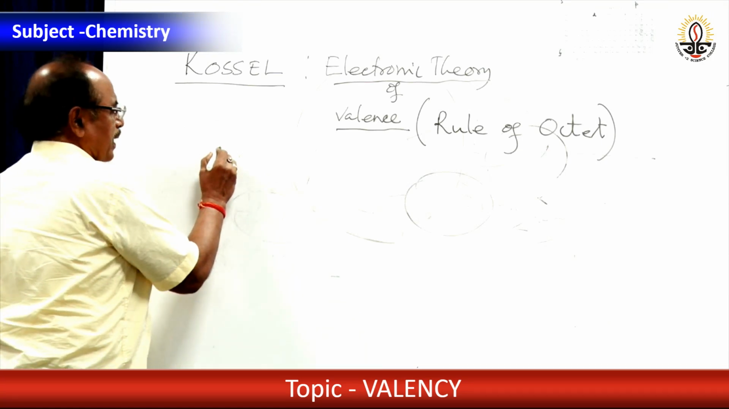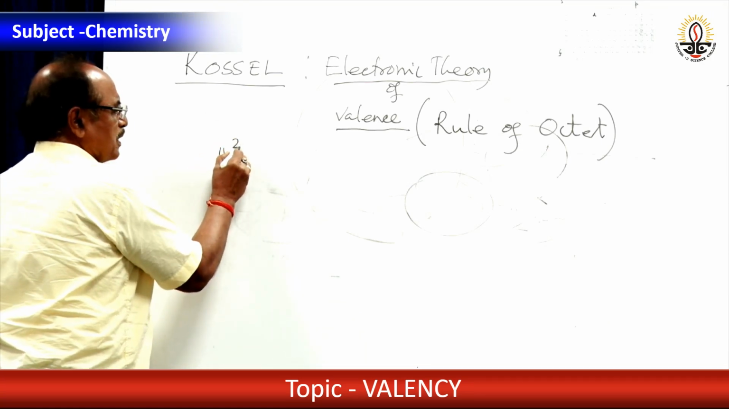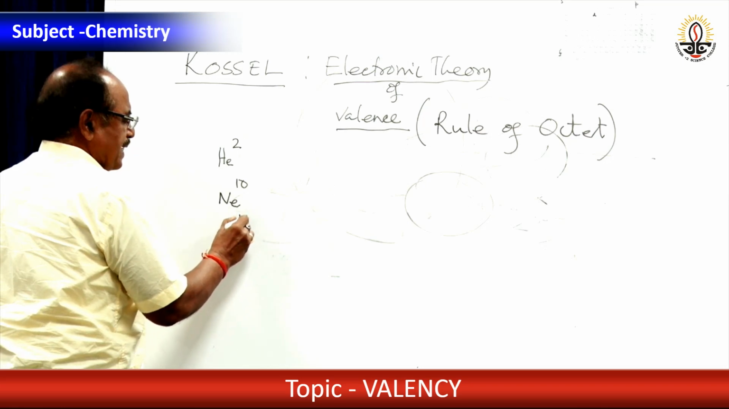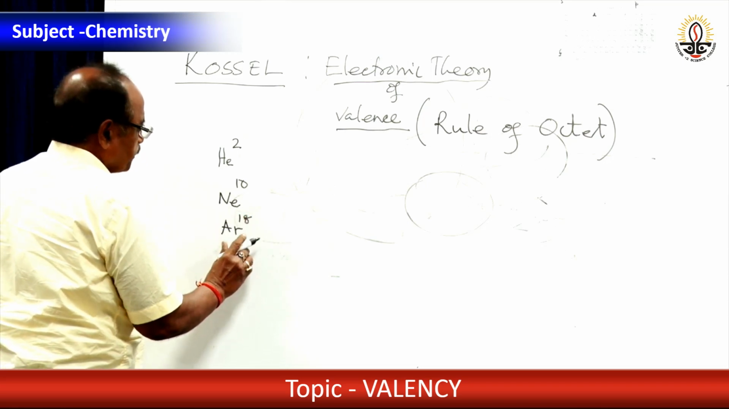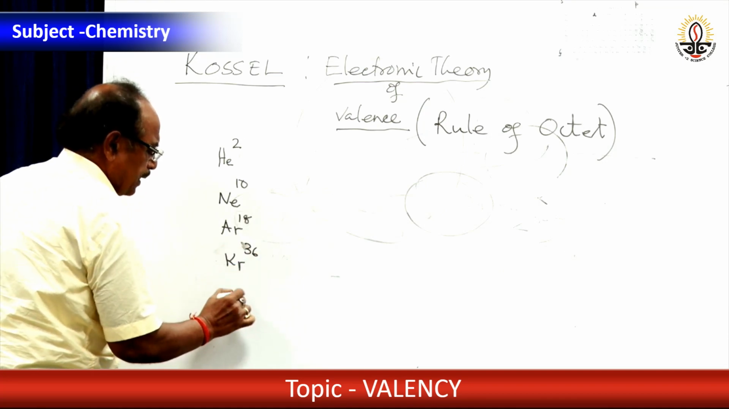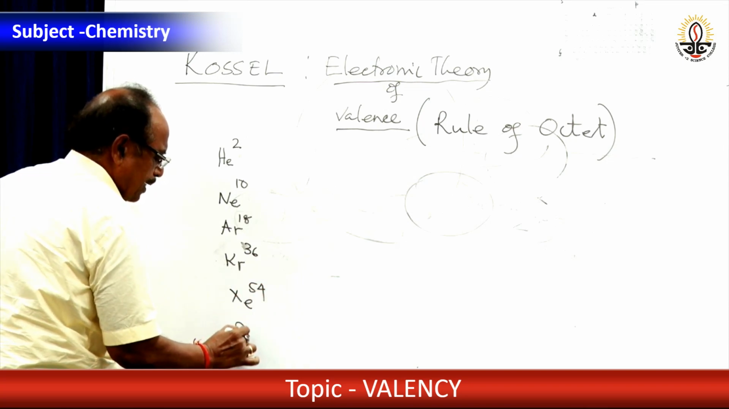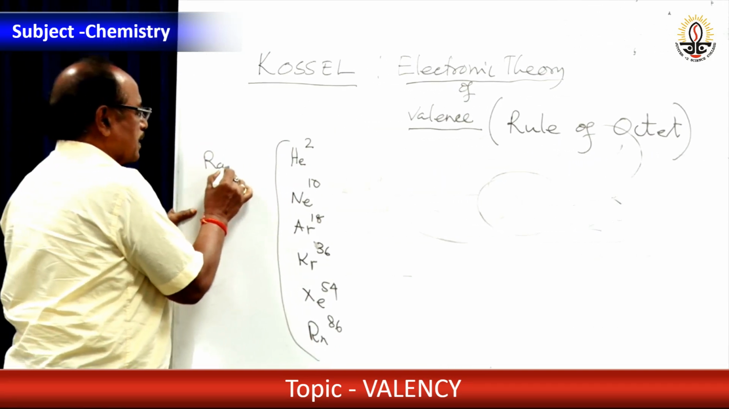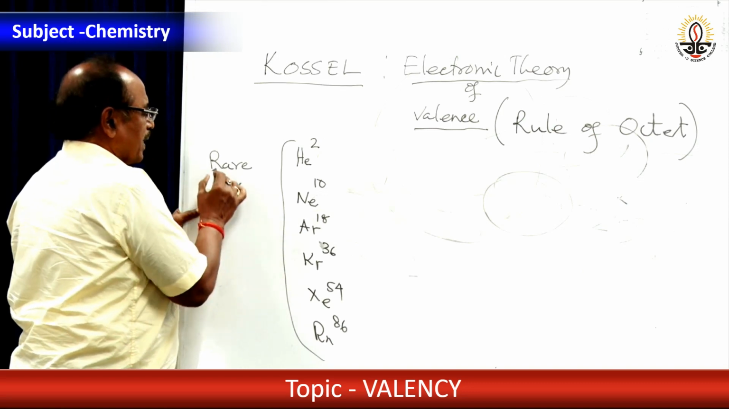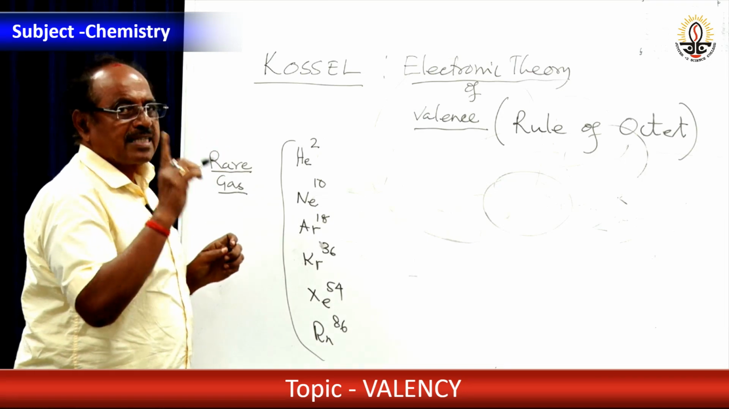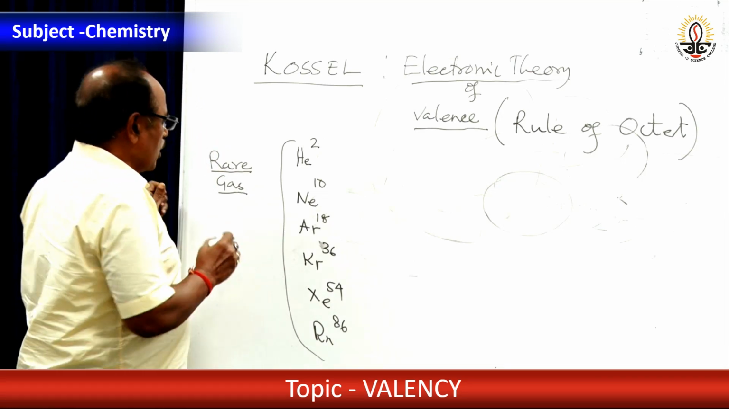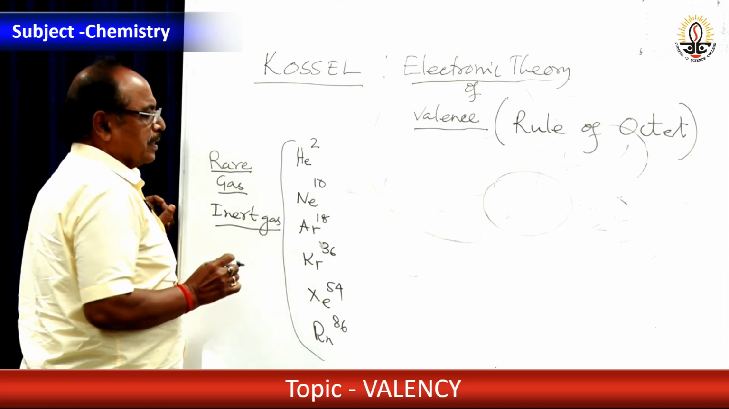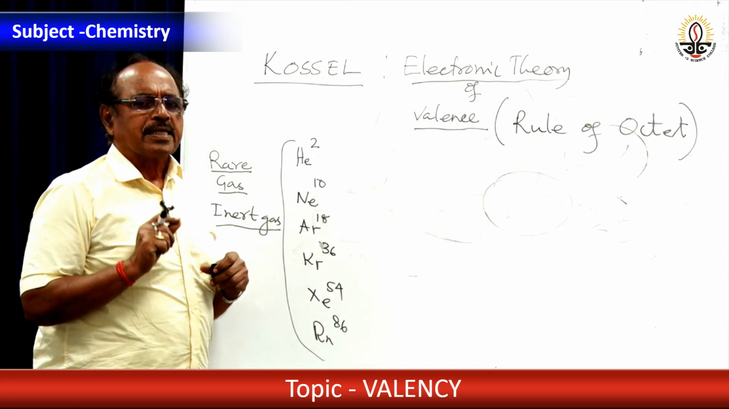the rare gas elements, who are the rare gas elements? Helium, its atomic number is 2, neon, 10, argon, 18, krypton, 36, xenon, 54, and radon, 86. These are the rare gas elements. They are called rare gas elements because their occurrence in the Earth's atmosphere is negligibly small. They are also called inert gas elements because they have the least ability to take part in chemical combination.